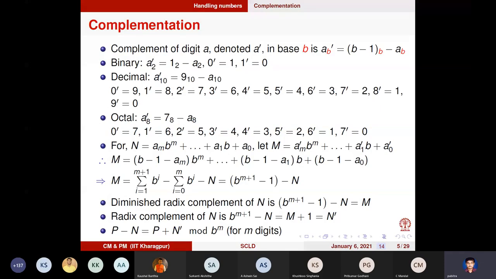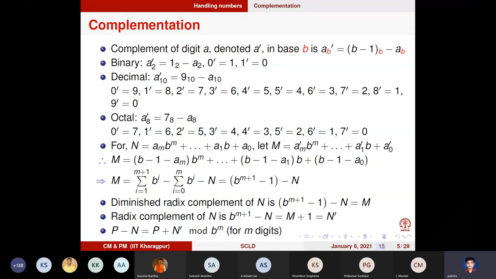But why is this practically important? It is important for the following property. Suppose n is an m digit number, and n prime is its radix complement. If you take any number p, then p minus n is not directly equal to p plus n prime, but p minus n equals p plus n prime mod b to the power m. Mod means a mod b is the remainder on dividing a by b. For an m digit number, it is b to the power m.